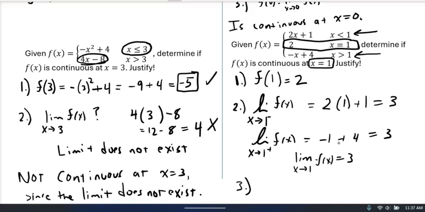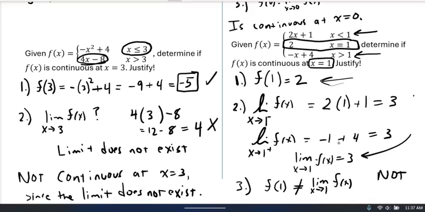Unfortunately, part 3, right? Notice our value here and our value here did not match. So f of 1 is not equal to the limit as x goes to 1 of f of x. So we conclude not continuous at x equals 1. All right, so we have cases of continuity and discontinuity for different reasons.